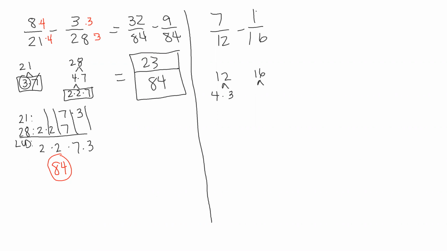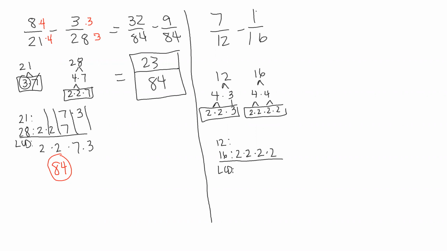12 is 4 times 3. 4 is 2 times 2. Drop down the 3. There's our factorization for 12. 16 is 4 times 4. The 4s can be written as 2 times 2. So there we have it. Now we're going to fill in our table. Remember, a row for each denominator, a row for the LCD. Fill in one factorization, doesn't matter which. I'm going to start with 16.